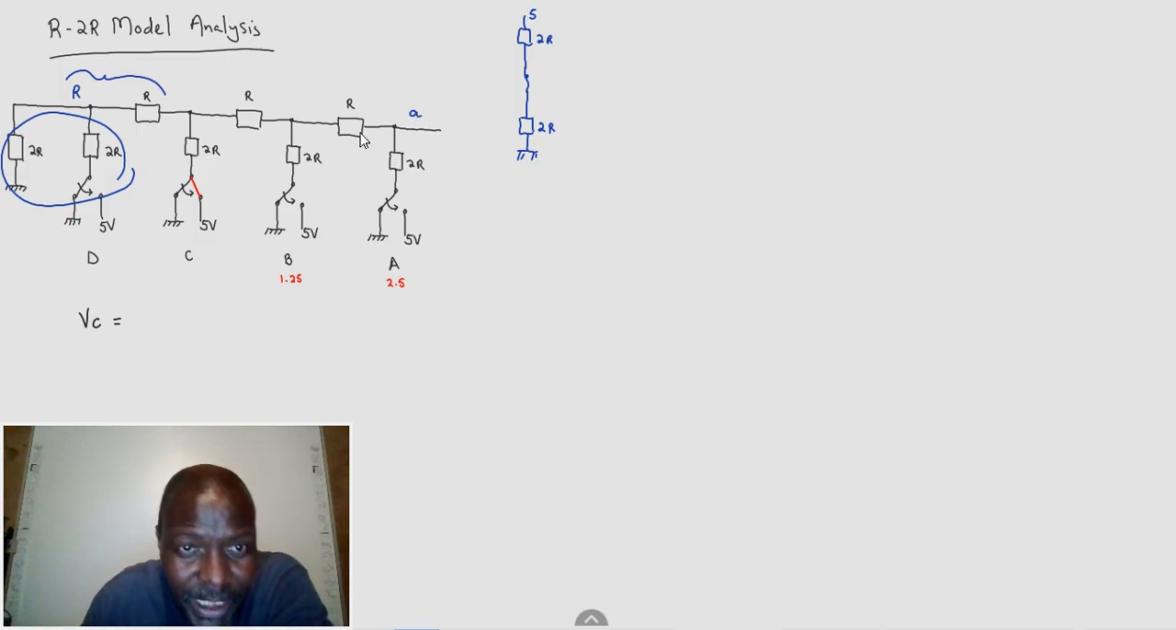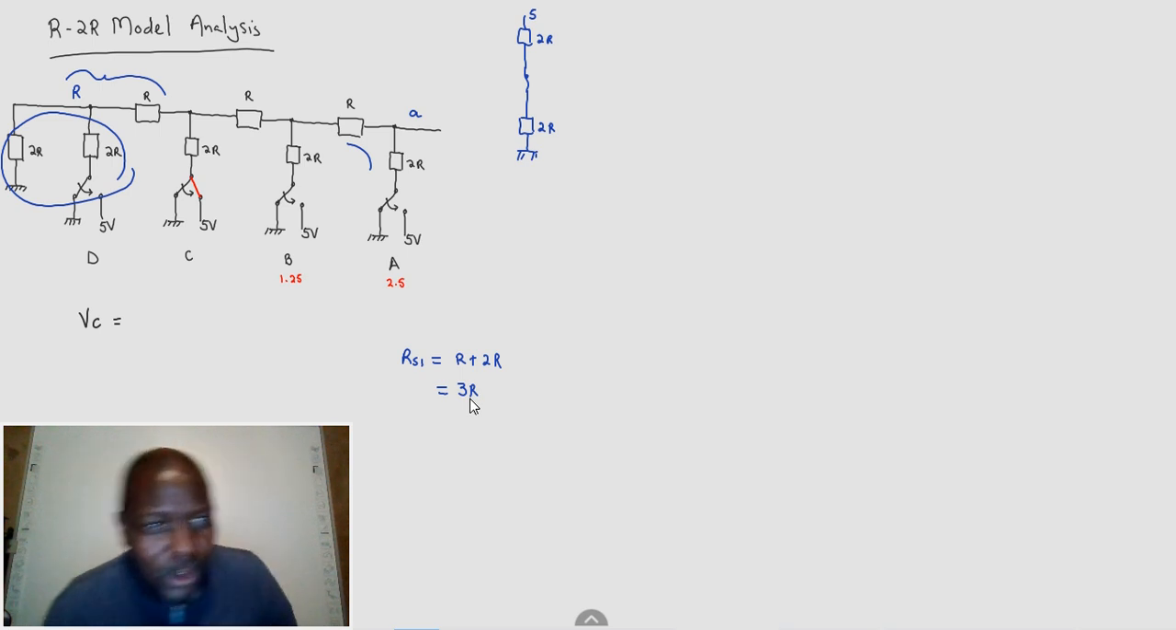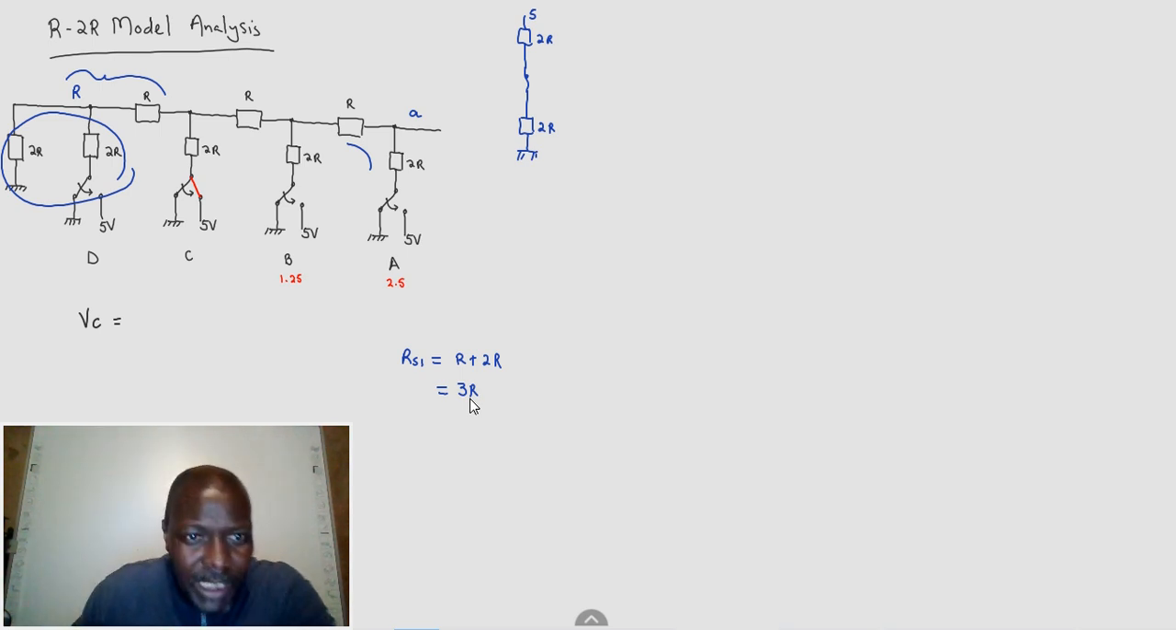So if these two are in series, they're going to give us an R series. Let's call it R series 1, because I don't know how many we're going to have. R series 1 is going to be R plus 2R, this pair here. That pair gives us a simple 3R. That was not difficult. You can see that this pair is grounded, that pair is grounded, so they're going to give us a parallel network here. Let's work out the parallel value.